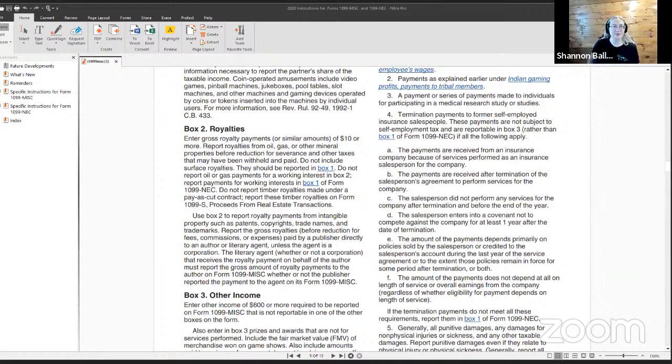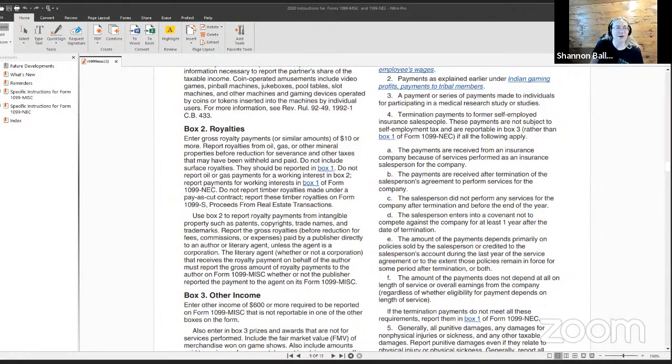All right. So today we are going to be talking, we're still covering 1099 miscellaneous, and we are going to be talking about box 2, royalties. I just need to find the right thing and share my screen so that you can read. You can follow along with me as I read box 2, royalties.